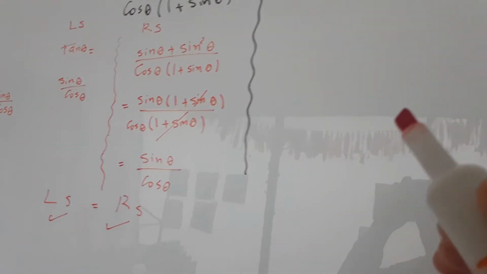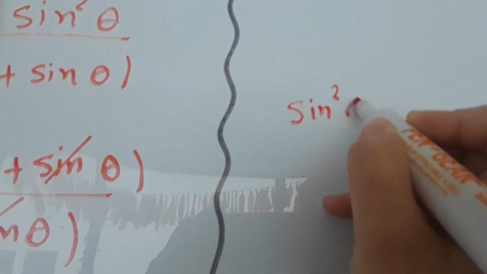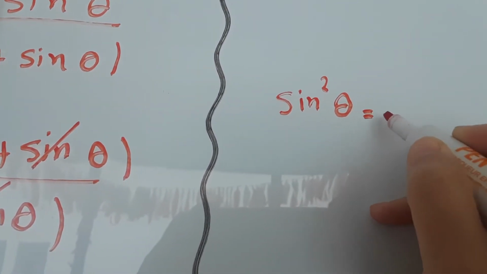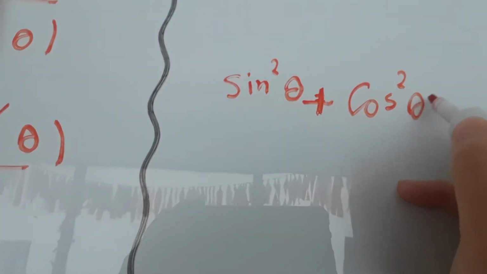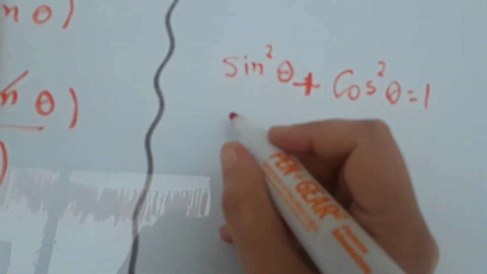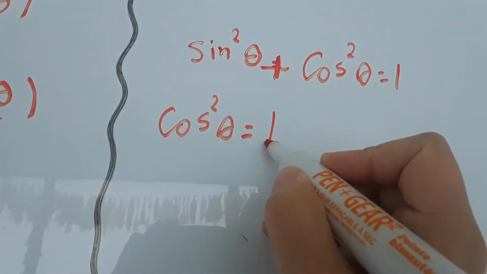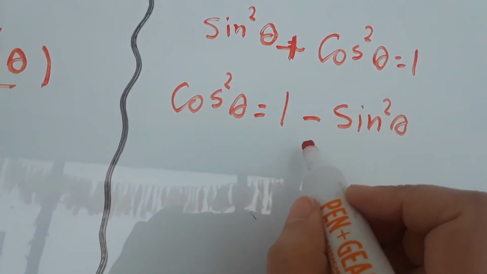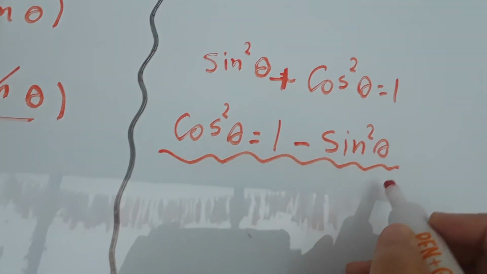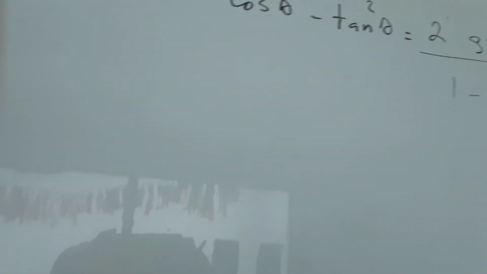So a little bit aside here, you need to know that sine power 2 theta plus cosine power 2 theta is equal to 1. Therefore, cosine power 2 theta, I can convert to sine power 2. How? Just move this one to the other side. So I need to use this to convert my cosine to sine. Why do I want to do that? Because at the other side, everything is sine.